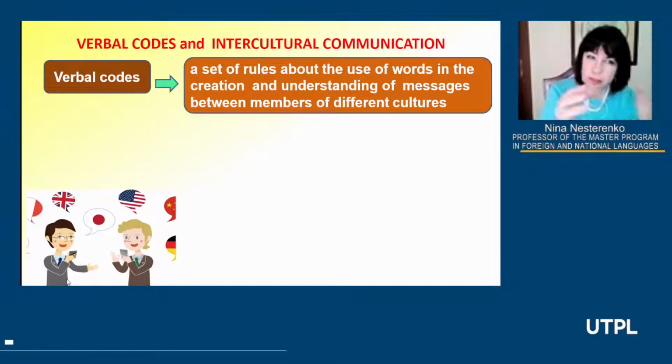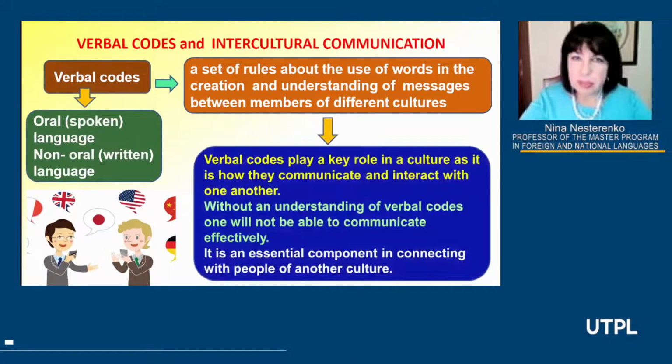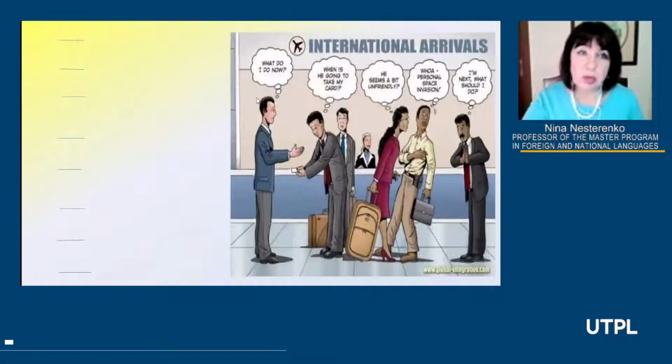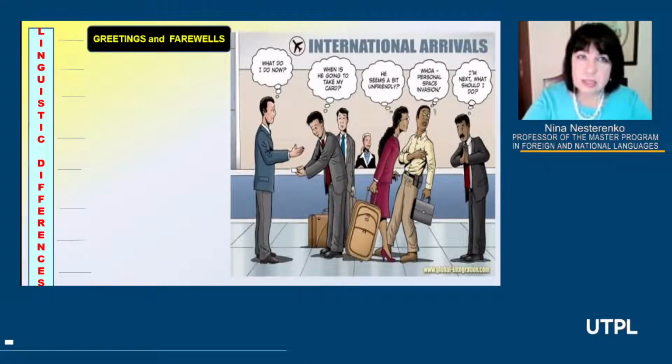So, and this is possible only for people who share the same cultural characteristics, or like me, who have been living so many years here. So finally, I managed to know this saying. Well, and it can be reflected in oral or spoken language. So those verbal codes play a key role in a culture, as it's how they communicate and interact with one another. Well, and without an understanding of those verbal codes, we cannot communicate effectively. That's why being able to decipher or decode those messages is very important. And it means that we already have a good command of a language, and we know elements of a culture.